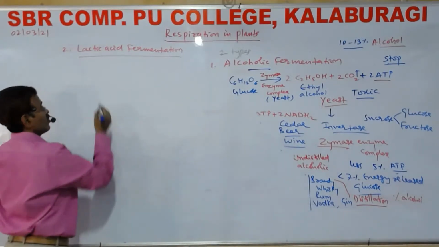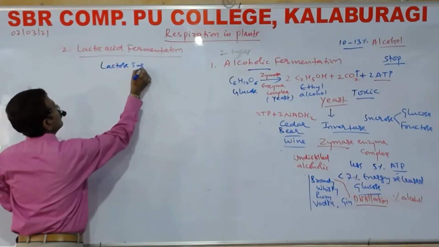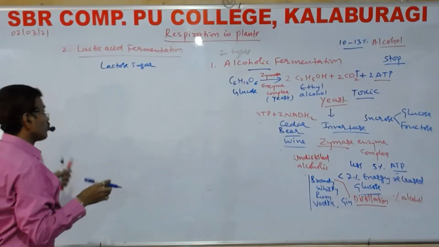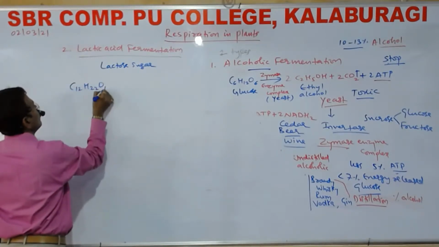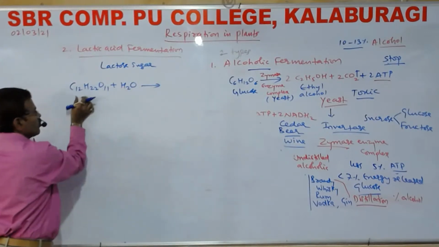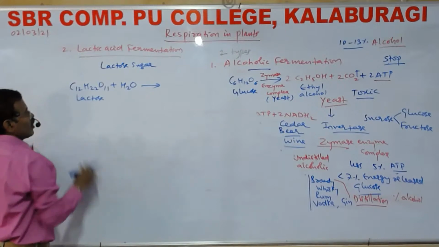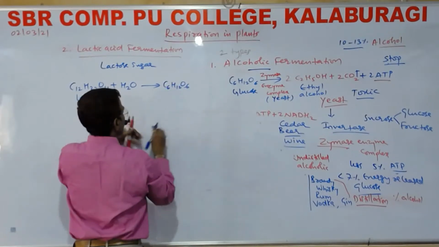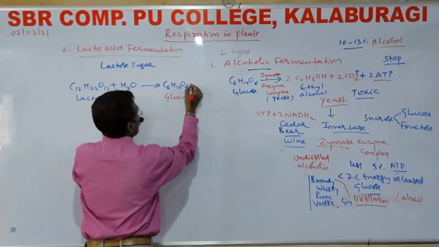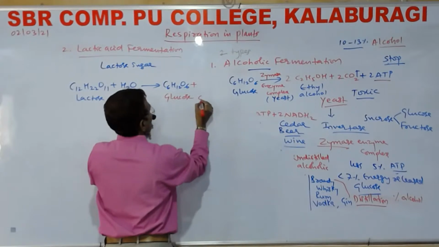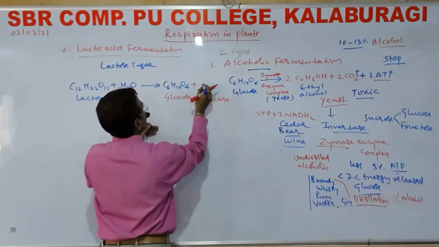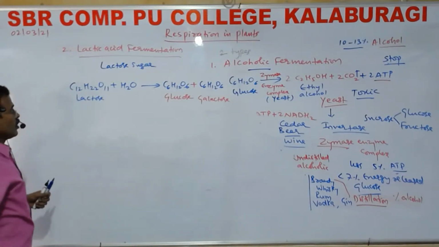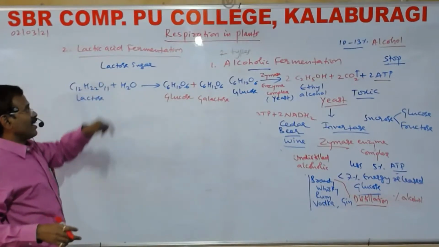Here in lactic acid fermentation, lactose sugar can be the substrate. Usually we need hydrolysis of the lactose. This lactose sugar on hydrolysis yields C6H12O6, which is glucose, and one more product, galactose. Galactose has the same formula, with a slight difference in its structure. Glucose and galactose you will get, and this can act as a substrate for lactic acid fermentation.